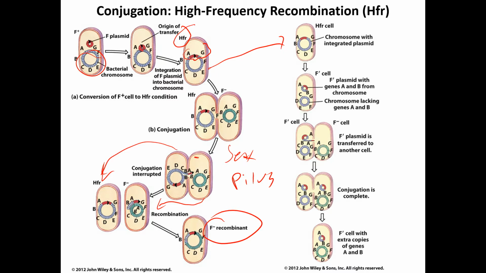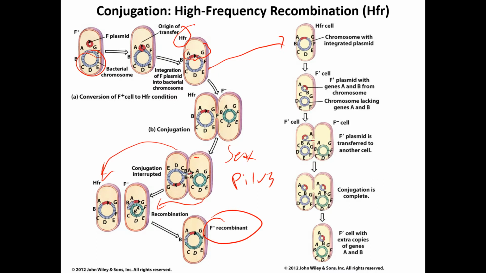Alright, so what can happen is that this Hfr cell, the plasmid itself, can actually excise itself from the bacterial chromosome, but when it excises itself, it's not a perfect process. Alright? So when it removes itself from the bacterial chromosome, you can get a plasmid with part of the bacterial chromosome on it.